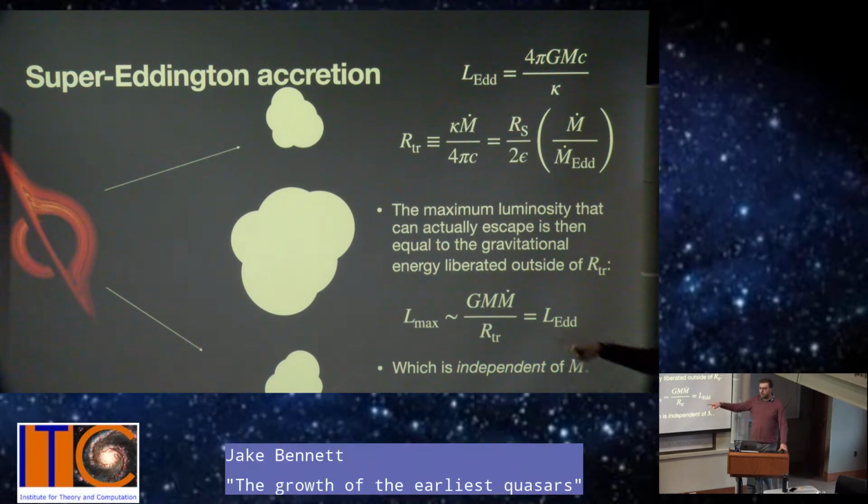Because you're only getting photons escaping from outside of this photon trapping radius, then whatever you look at, you'll end up with observations with brightness at Eddington. And that leads into the problem of whether we can ever observe super Eddington accretion more than a factor of 2 or something.